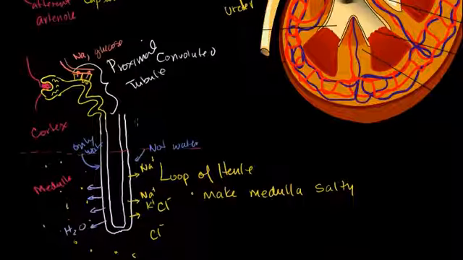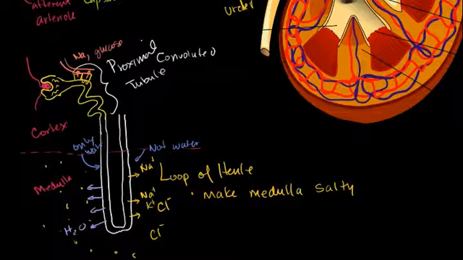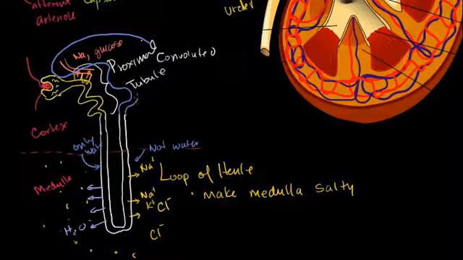So then we leave the loop of Henle, and then we're almost done with the nephron. Then we're in another convoluted tubule, and you might even guess the name of this convoluted tubule. If this was the proximal one, this is the distal one. And actually, just to make my drawing correct, it passes very close to the Bowman's capsule. So let me do it in a different color. The distal convoluted tubule actually goes pretty close to the Bowman's capsule.